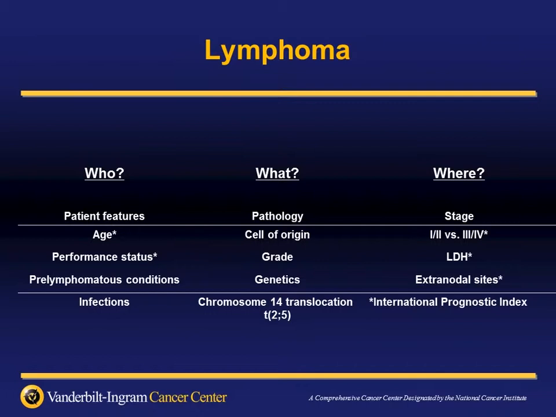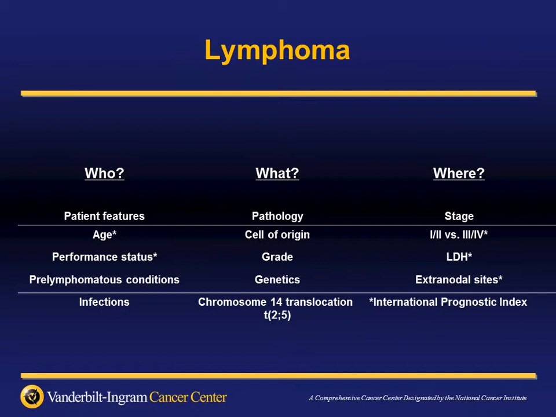Ideally, for every cancer, you want a genetic marker that defines the disease. And for many of the B-cell lymphomas, we look for translocations involving chromosome 14, which define the disease. For the T-cell lymphomas, we don't have as many. The best that's been used is the 2;5 translocation associated with T-cell anaplastic large cell lymphoma. And then the third question we ask is, where is the disease, the stage?